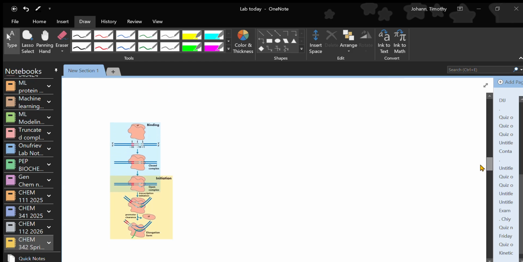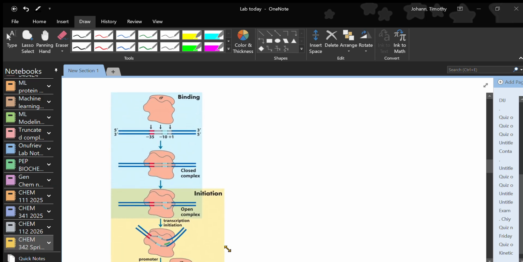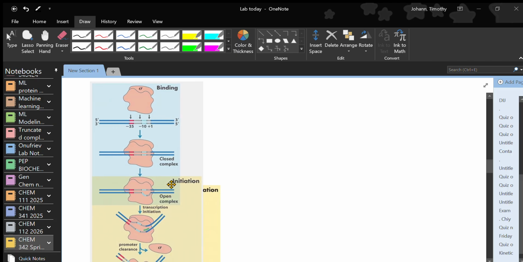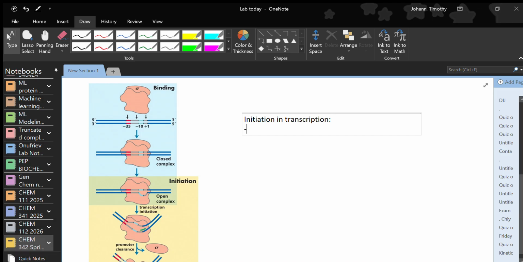Okay. Now let's go ahead and run through these parts of the process. First thing I want to talk about is initiation. So they've got binding and initiation separate in this figure. We're just going to call it initiation. So if we talk about initiation in transcription, the first part here is the RNA polymerase is going to bind to the consensus sequence.